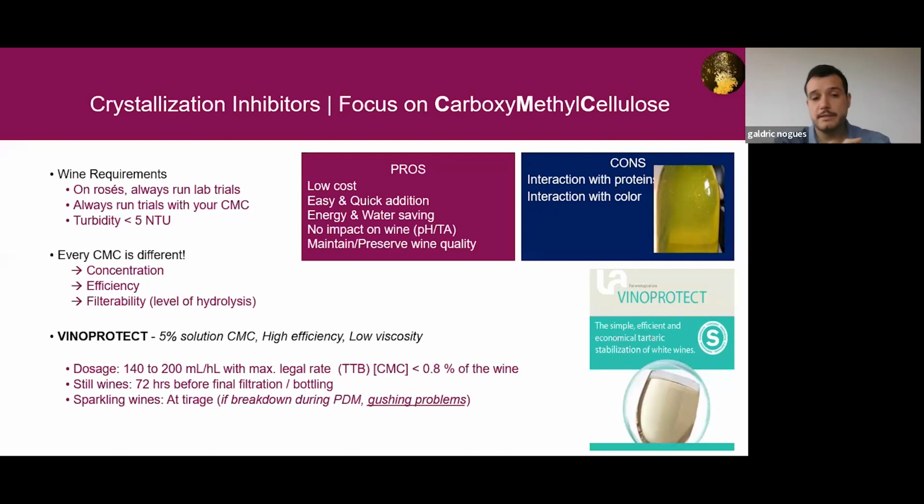And when you come to the sparklings, we always have the question as well, when to add the CMC. Basically, we usually recommend to put it at tirage, because if you leave the wine like this and you want to add the CMC at the dégorgement, and you have a breakdown during the secondary fermentation, it can create gushing problems. So the earlier you stabilize the wine, the better, because you avoid any gushing problems related to crystallization and tartaric instability.